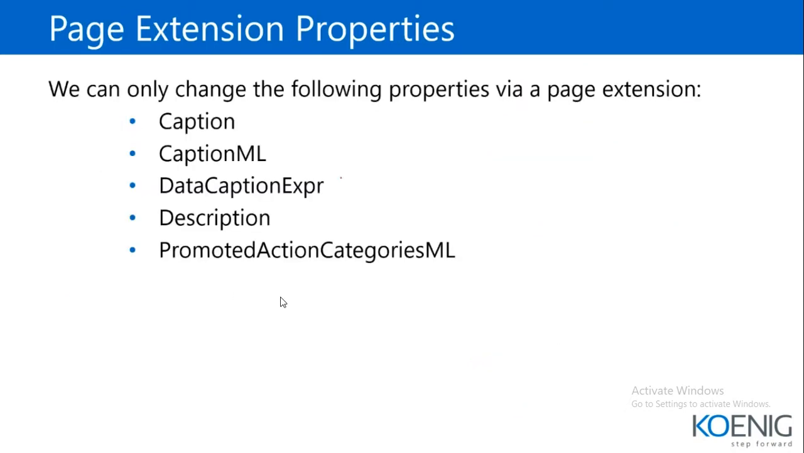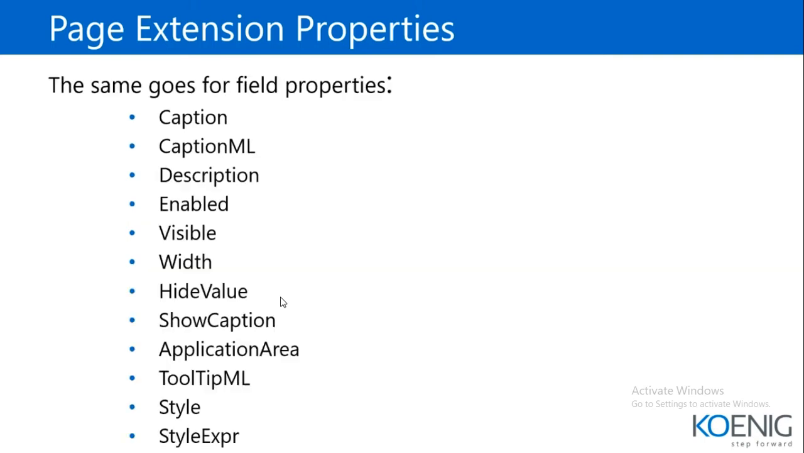Now we can only change these following properties. We will see when we do the demo what are the properties that we can change using a page extension. Yesterday we saw what are the properties that we can change via table extension. So data caption fields we were able to change, right? They were additive, so we added them. Then caption we were able to change. Now we will see the same for pages also.